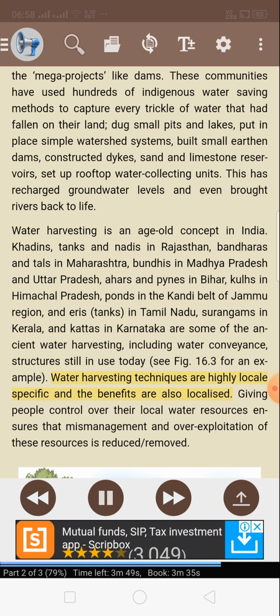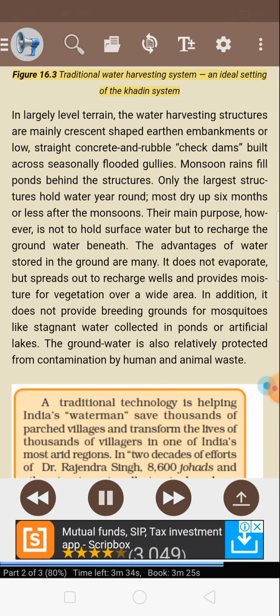Water harvesting techniques are highly locale-specific and the benefits are also localized. Giving people control over their local water resources ensures that mismanagement and overexploitation of these resources is reduced. Figure 16.3 Traditional water harvesting system, an ideal setting of the Kadin system.